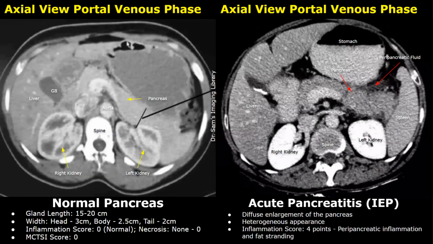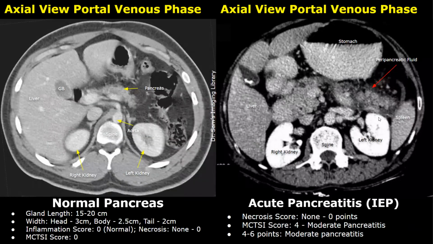Here is another image of a normal pancreas. It appears thin and homogeneous. A part of the splenic vein can be seen, and the pancreas is found anterior to the splenic vein. You can compare this pancreas with this inflamed pancreas. It appears enlarged and has a somewhat heterogeneous appearance. Peripancreatic fluid is present, so the inflammation score is 4 points.